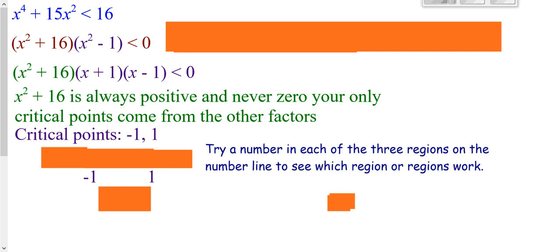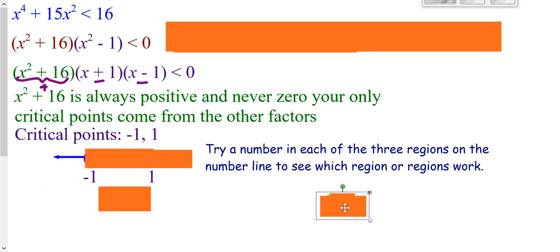I'll try something to the left of -1, like -2. And once again, we had already said that this one here, no matter what you put in, will always be positive. Then -2 plus 1 is negative. -2 minus 1 is negative. Positive times a negative is negative, times another negative is positive. But we want something less than 0, so we're looking for a negative. We get a positive, so it doesn't work. So I'm not going to shade over here.